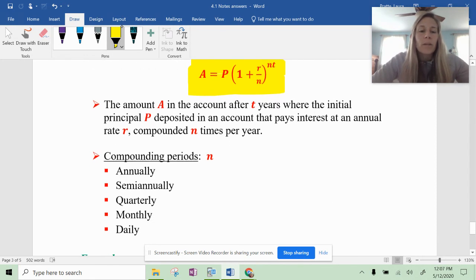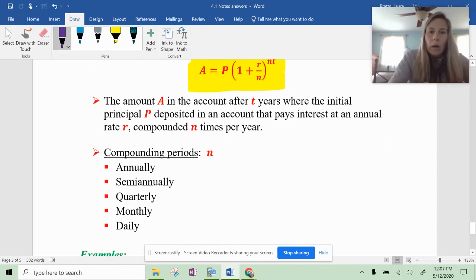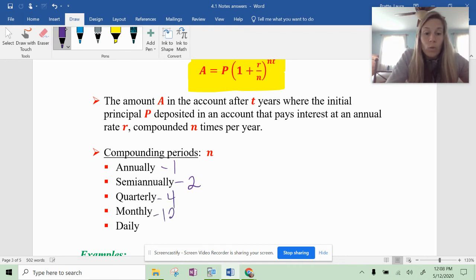So these are different periods. So just make note of this in case you get a problem and you want to know what it is. Annually would be 1 time per year. Semi-annual would be twice or 2 times for the end value. Quarterly would be 4. Monthly is 12. Obviously, there's 12 months a year. And daily, we'll just go for 365.